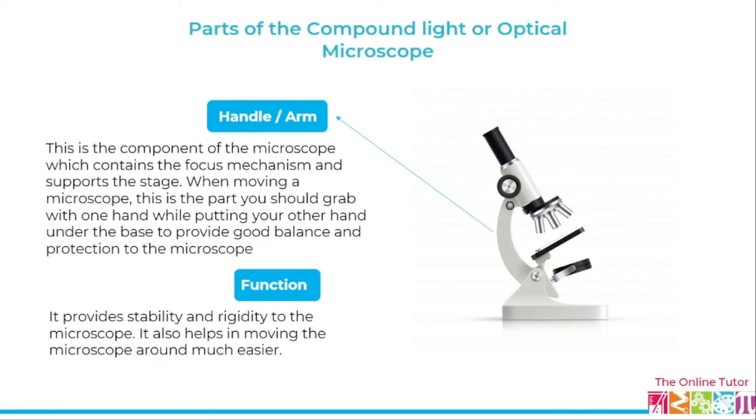It also helps in moving the microscope around much more easily. So if you want to move the microscope around, you use the handle. If you want to adjust it so that you can observe the specimen, you can see that it is tilted over here. You can use it to adjust the microscope to a particular degree that is much more convenient for you to observe through the eyepiece.